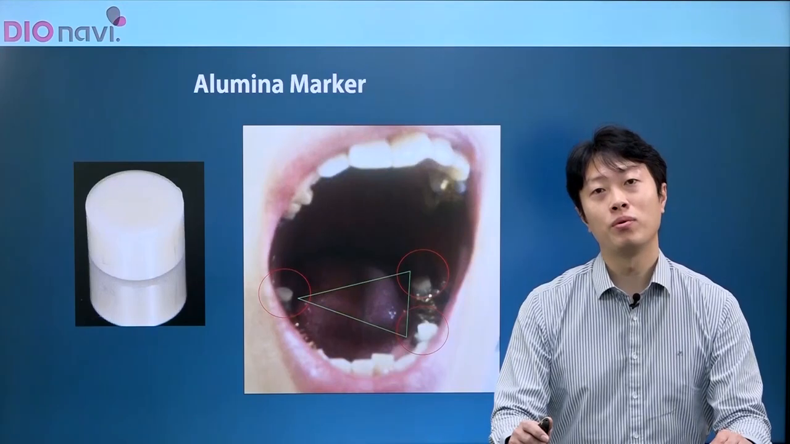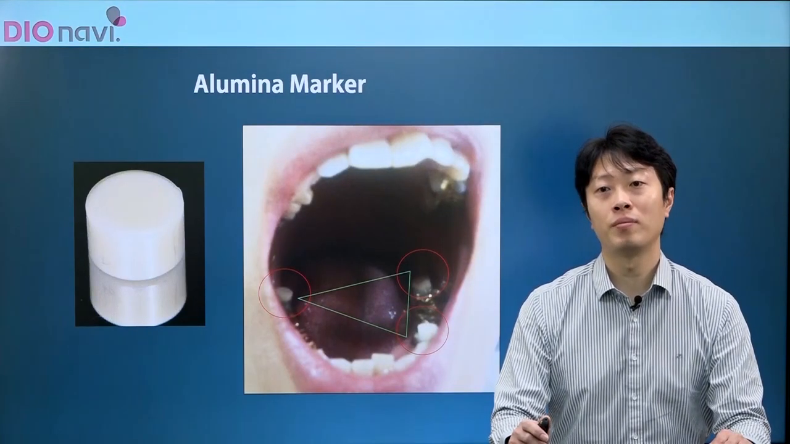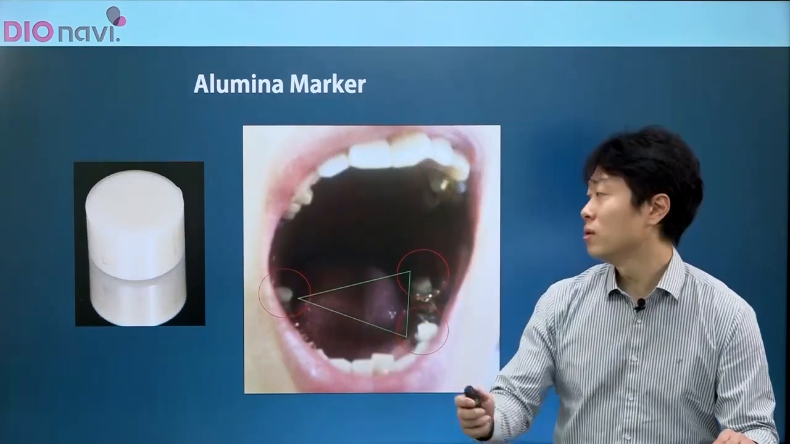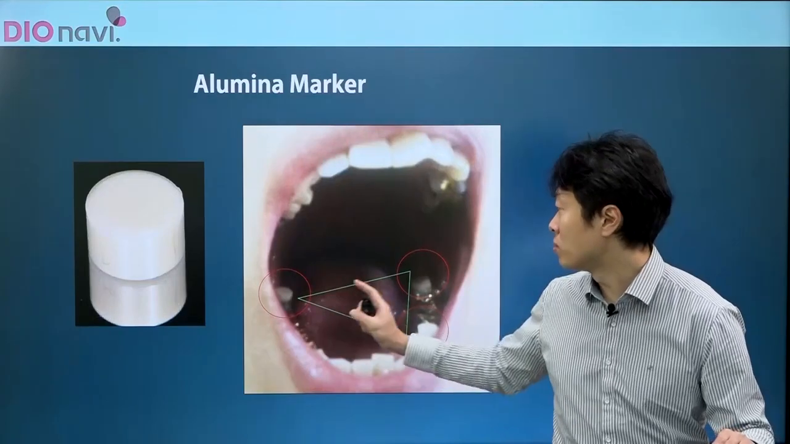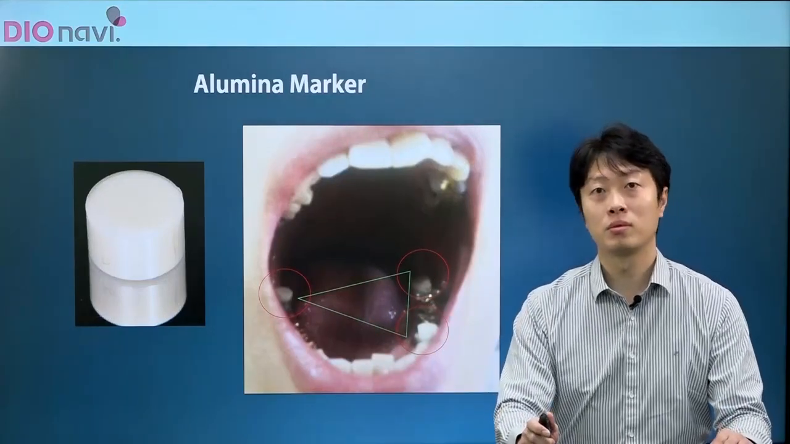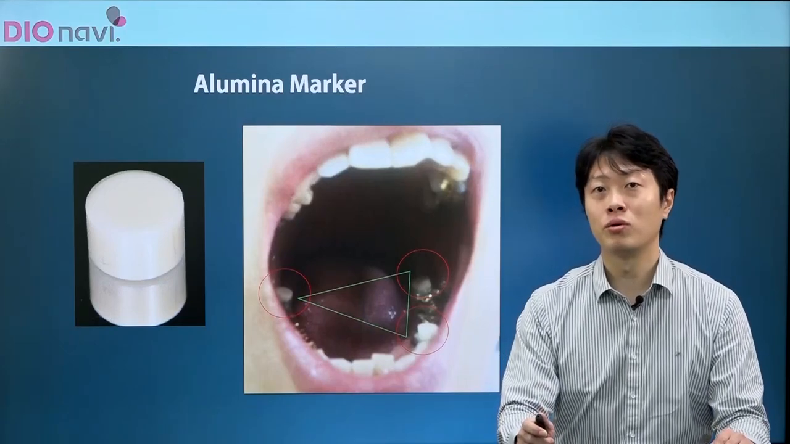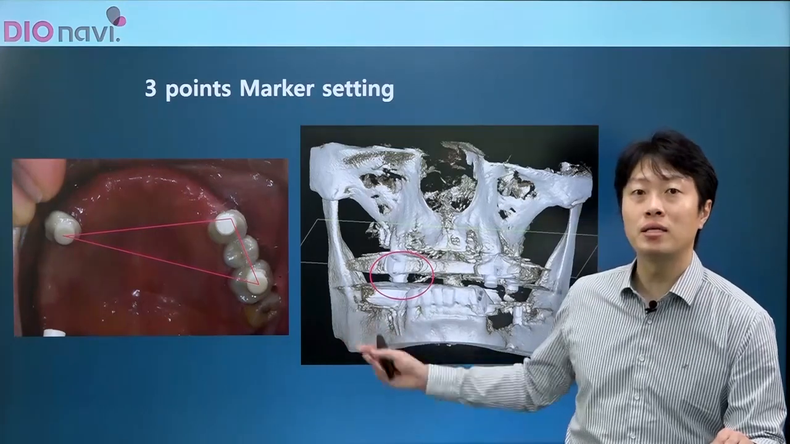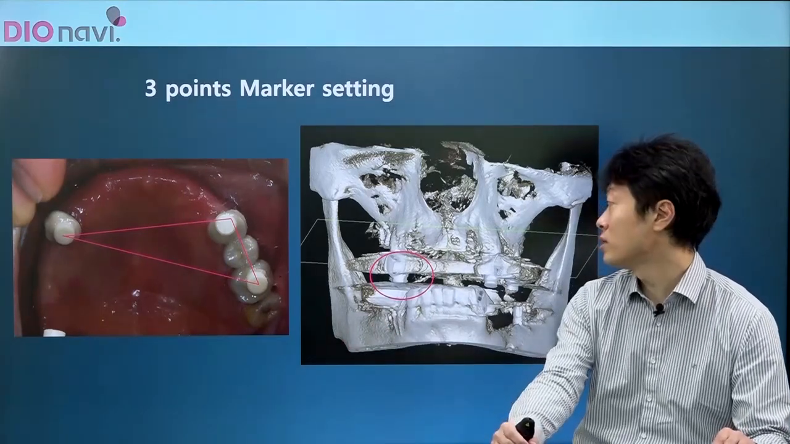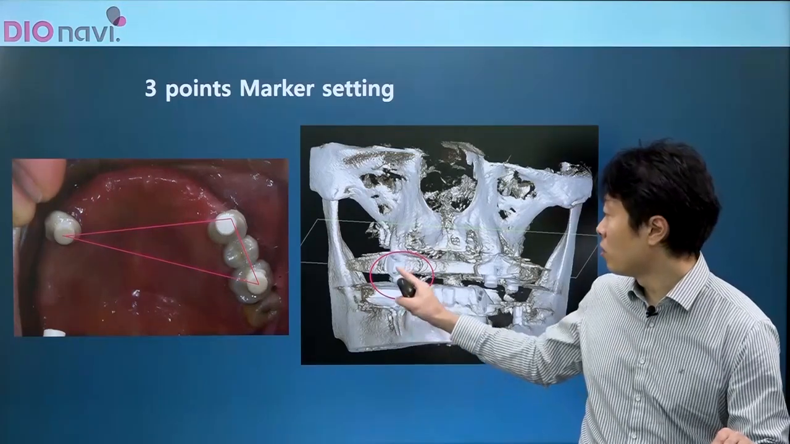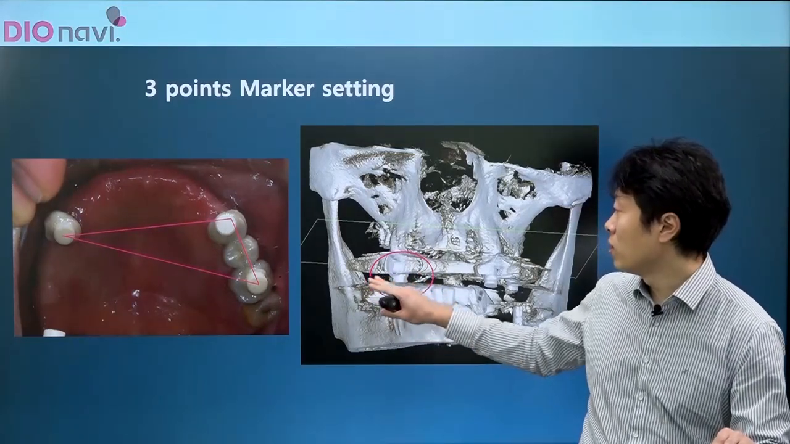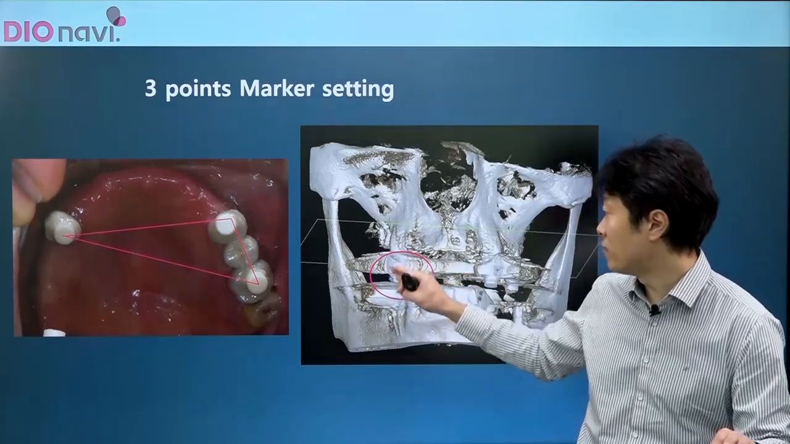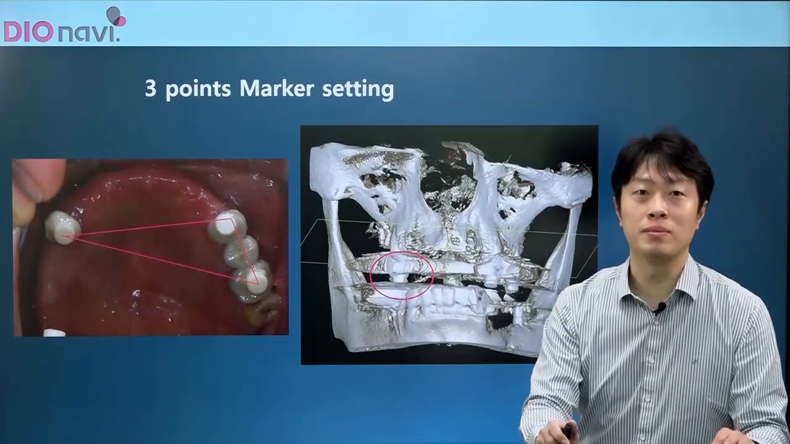To solve this problem, we can use a specially manufactured alumina marker. The alumina marker is shaped like a small cylinder. It is attached using resin on the occlusal surface, and it enhances accuracy on the area that has metal artifacts. As you see, if you take a CT scan after attaching the alumina marker on the occlusal surface where many metal artifacts occur, the shapes come out clean on the CT scan. Also, you'll see that there is no blurring effect on the marker area and metal artifact can be avoided.